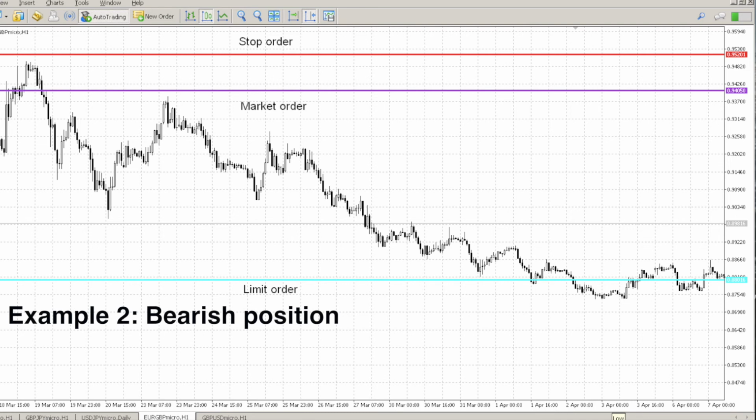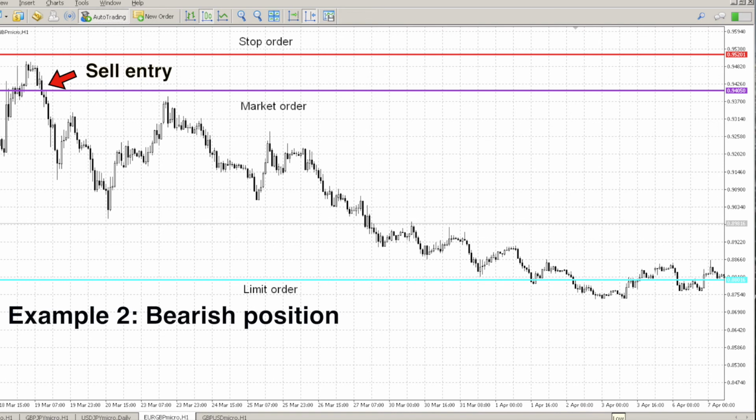The purple line is our market order. It is our entry selling in the market. The red line is our stop order. It is stopping our potential loss. Remember, we are anticipating that the market will move down. But let's say that the market moved up instead. This stop order will pull us out of the market and limit the amount of money which we lose on the trade.